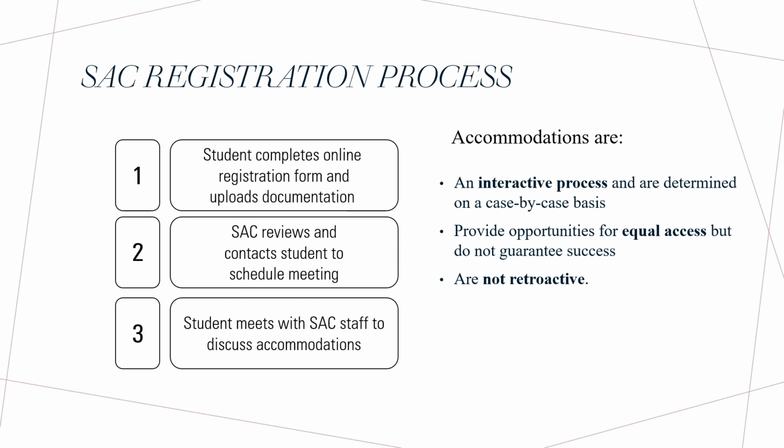The process of addressing barriers to access through the use of accommodations is as follows. Students must first complete an online application for accommodations, which can be found on the SAC's website. Once the SAC has received the student's application, a member of our staff will review the application and documentation that the student has submitted and follow up with the student via email to schedule an initial appointment. The student will then meet with an SAC staff member to determine reasonable and appropriate accommodations. This means that accommodations cannot be applied retroactively.